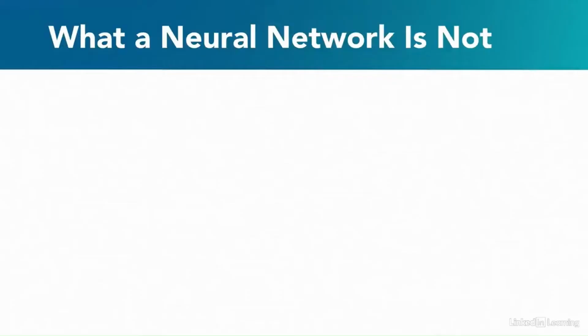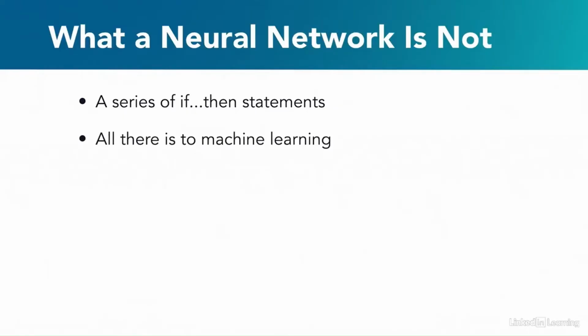Now let's consider what a neural network is not, so that we get some misconceptions out of the way. A neural network is not a series of if-then statements or any other form of hard-coded data the software may fetch to produce an answer. A neural network is not all there is to machine learning. In fact, you'll see that machine learning is an extensive field of knowledge on its own. And lastly, although neural networks are useful for classifying, they are certainly not the only type of classifier out there.